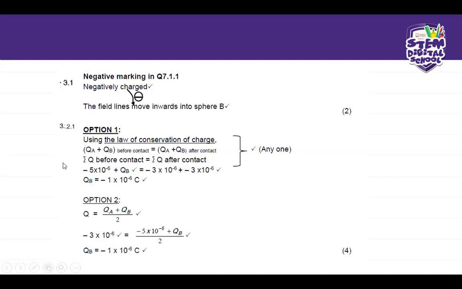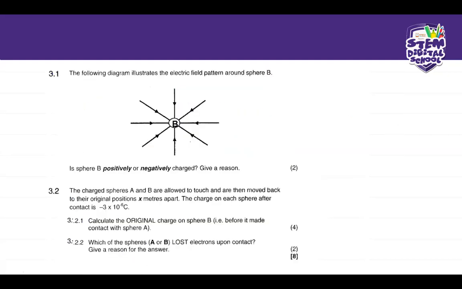Okay, do you see that it's much simpler now, this method? Because it's just knowing the charges before equal the charges after. But now we also have option 2 that you guys can also use, which is Q equals charge A plus charge B divided by 2. So the charge, we know that it's equal to minus 3, because it's one charge. One charge is equal to minus 3 times 10 to the power of minus 6. That is equal to minus 5 times 10 to the power of minus 6 plus QB, divided by 2. And ultimately, you're going to make QB the subject of the formula. So they're both simple equations. You can try them both, and you can always try to use them both to see which one works better for you.